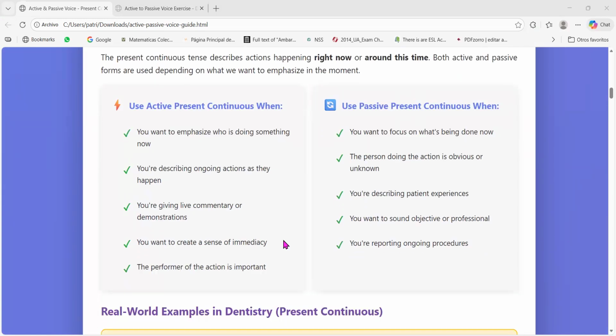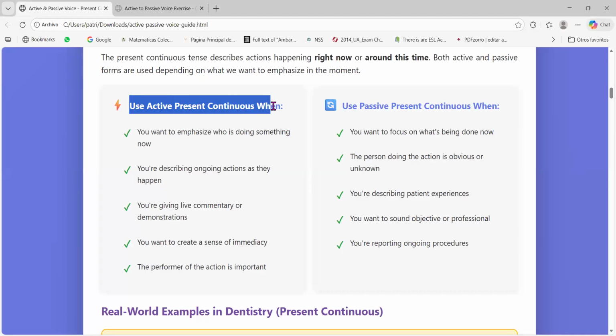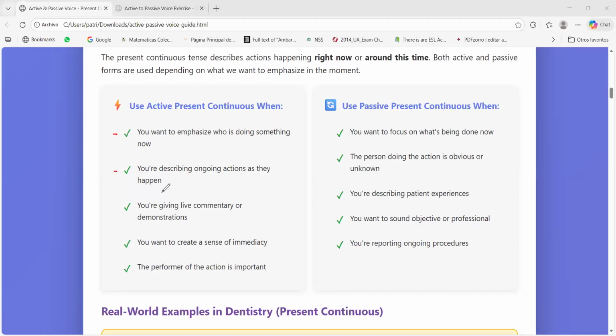Where the emphasis is. Use present continuous active voice when, my dear Fair Ramirez? You want to emphasize who is doing something right now. You're describing ongoing actions as they happen. You're giving live commentary or demonstrations. You want to create a sense of immediacy. The performer of the action is important. Thanks, my dear Fernanda Ramirez.